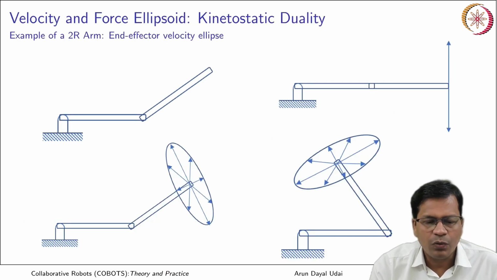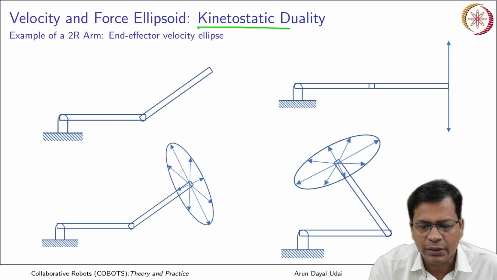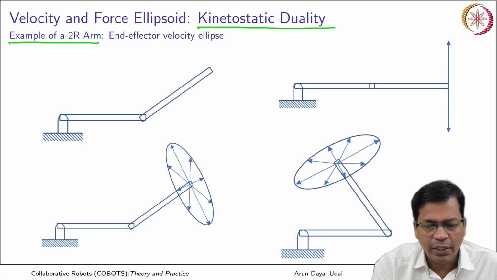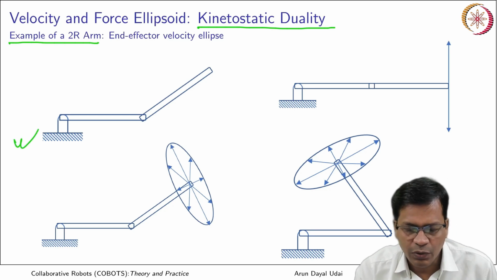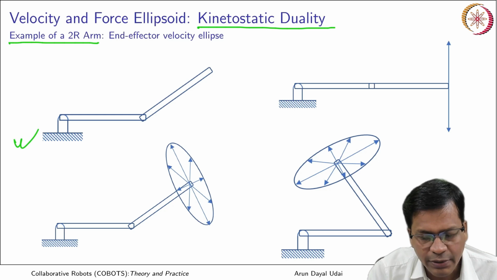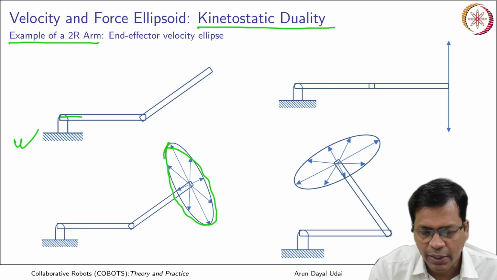Okay, now look at the velocity and force ellipsoid, that is known as the kinetostatic duality. In case of a 2R arm, the end effector velocity ellipsoid would look like this. So you see, this is the velocity ellipsoid. In case of a 2R planar arm, it becomes an ellipse. So you see, you can apply more velocity along this and less along this direction.